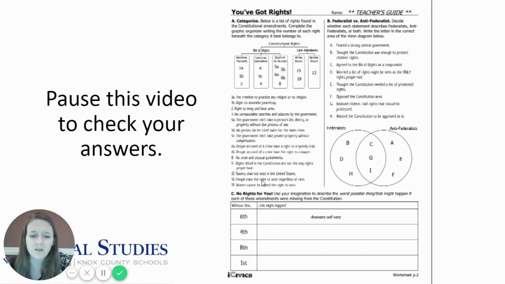15 says people have the right to vote regardless of race. That'll go under later amendments and voting rights. And then 19 says women can vote. And that again will go under later amendments and voting rights. Next, you had to sort the beliefs of the Federalists and the Anti-Federalists, and then you had to say whether they belonged to Federalists, Anti-Federalists, or if they were shared.